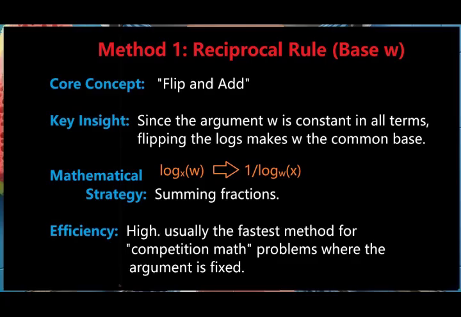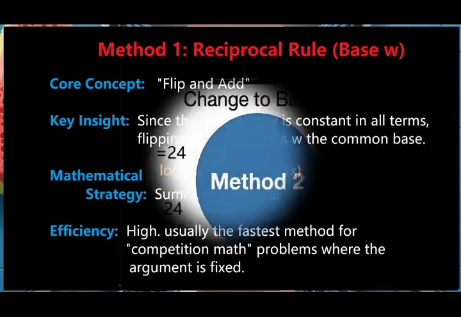For method 1, the core idea is flip and add. The key insight is this: since the argument w is the same in all the logarithms, taking reciprocals turns w into the common base. The mathematical strategy is to take the reciprocal of each logarithm and then add the resulting fractions. This method is extremely efficient. In fact, it's often the fastest approach for competition math problems where the argument remains fixed.